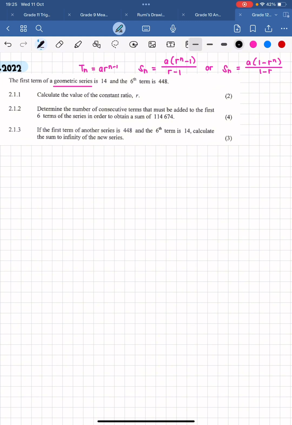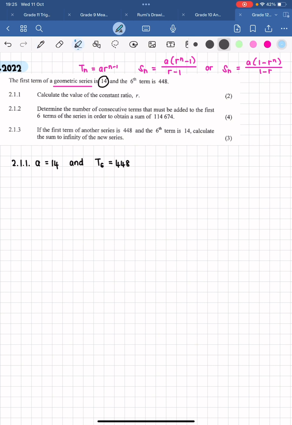Now, in the first question, they are asking us to calculate the value of the constant ratio, which is R. They haven't actually given us the first three terms, which is usually what happens. They have given us the first term, which is 14. So that means that our A value is 14. We know that A is the first term. And they have given us the sixth term, so term 6 is equal to 448. Now we need to use this to calculate the ratio.